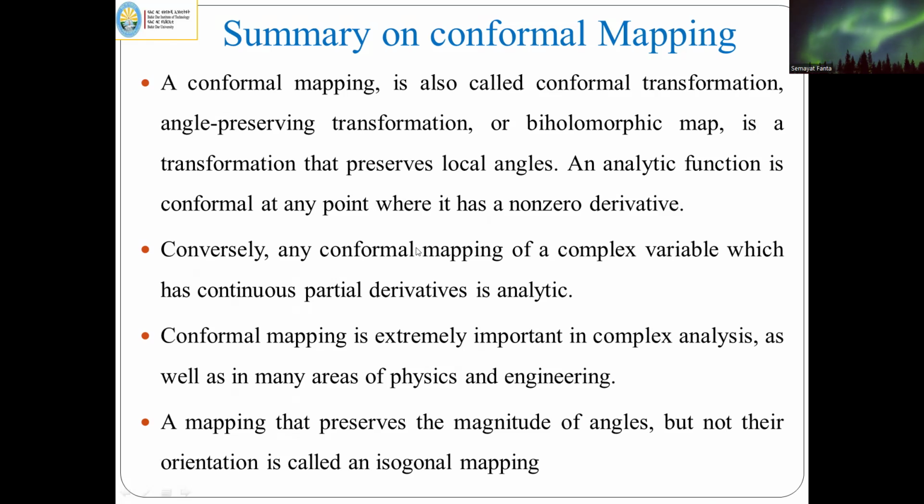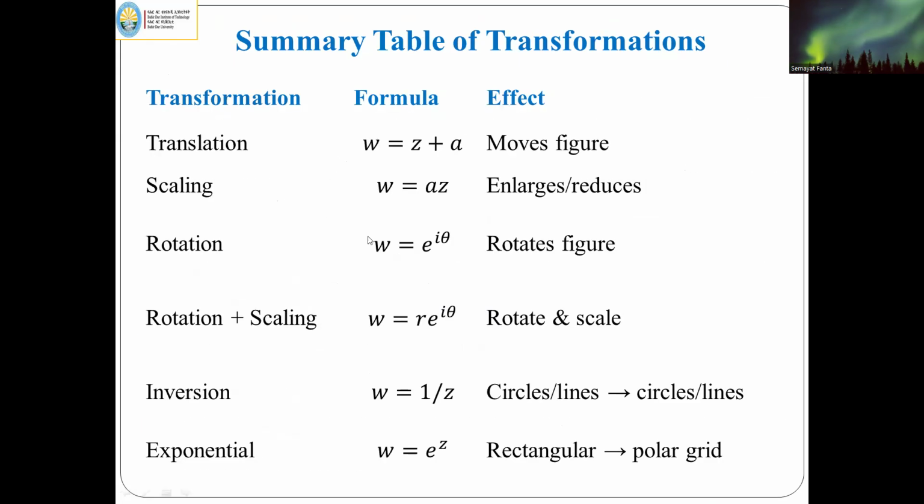It preserves the magnitude of angle, but not the orientation, whereas isogonal mapping also exists. In the case of isogonal mapping, it preserves the magnitude of angle, but not their orientation. So different transformations are here, and their formulas are presented here with their effects. Translation: w is equal to z plus a. It moves a figure by an amount a in the direction of a.